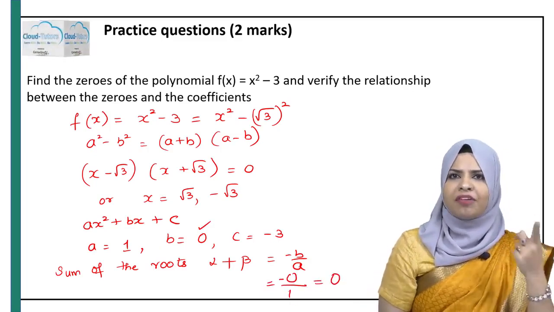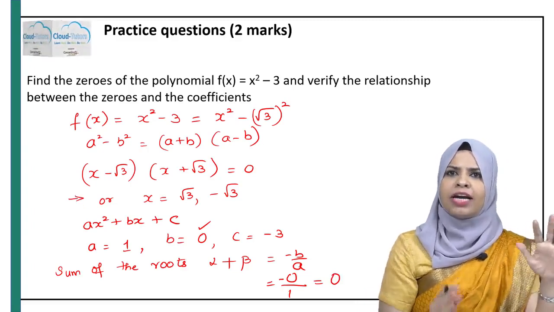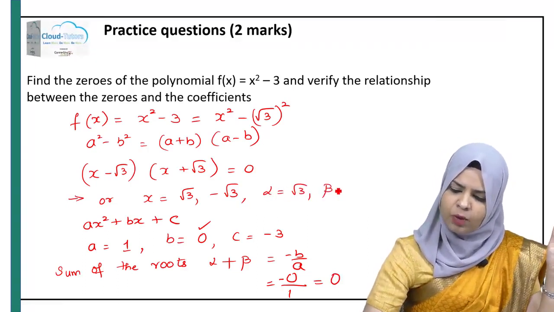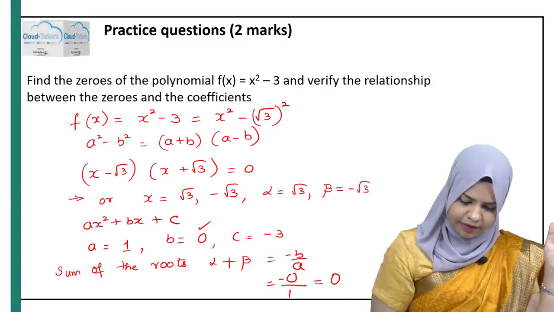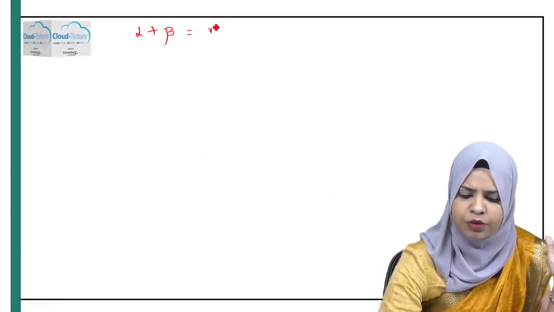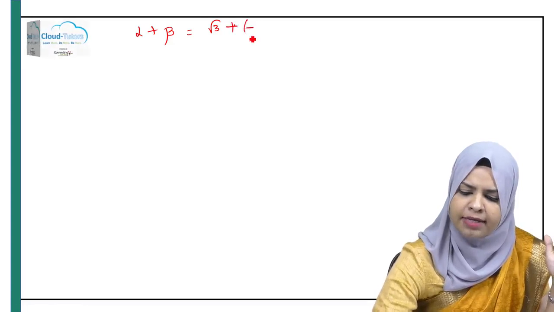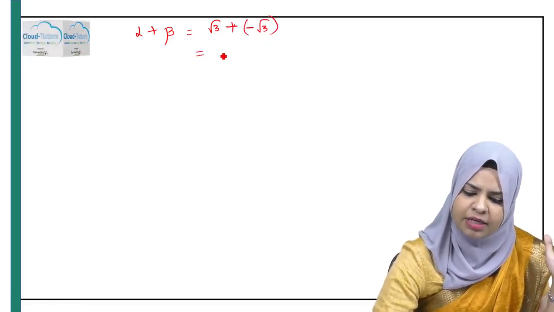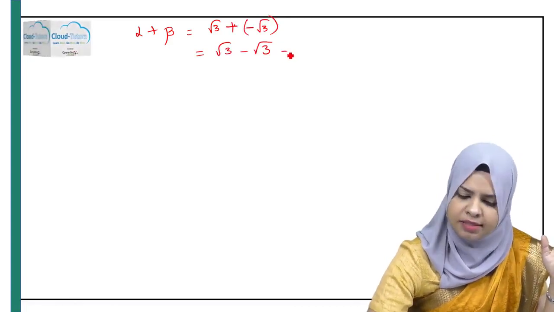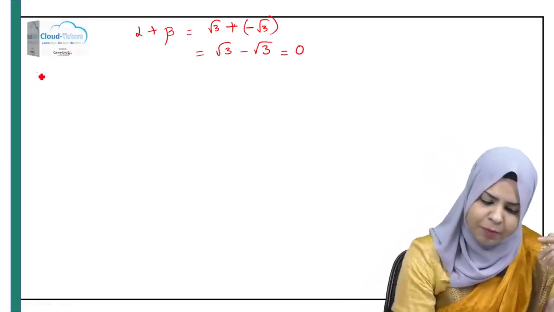Okay. Now let's verify if it's right or not by using the roots. We know the roots, right? Let alpha be equal to root 3 and beta equal to minus root 3. Now let's substitute. Alpha plus beta is equal to root 3 plus minus root 3. So this is nothing but root 3 minus root 3, which is equal to 0. So we are able to prove it, right? Next, product of the roots.